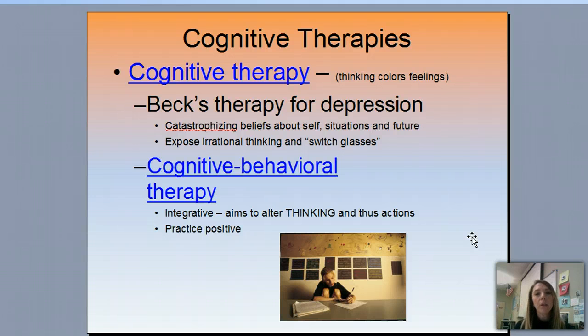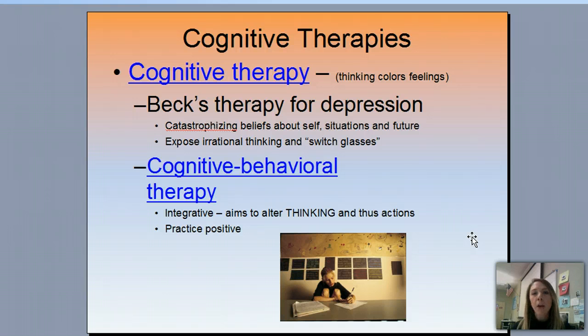So Beck, this is a psychologist you'll need to know for cognitive therapy. He tried this with patients who were depressed. And he was actually kind of from the Freudian type of training, where he started with psychoanalysis, and then he thought that it might be more powerful to think about thoughts. It's a lot of thinking.